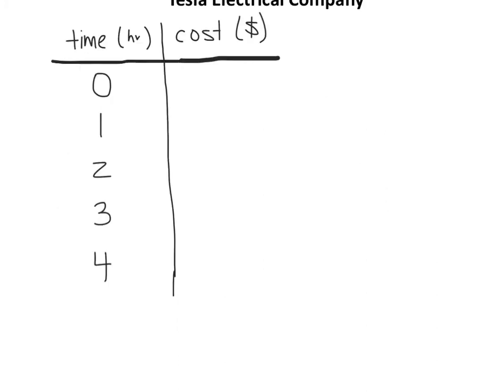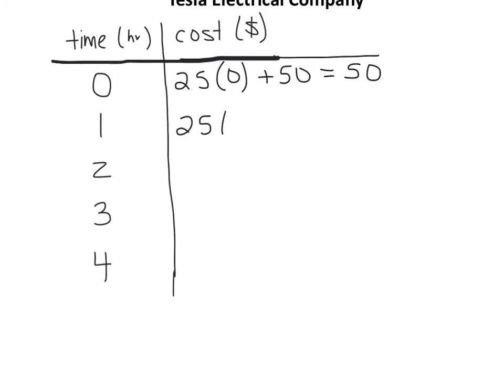So starting with the Tesla Electrical Company, the equation was 25H plus 50. So we're just going to take 25. In the place of H, we're going to insert the amount of time that we're talking about, and our table is starting at 0 hours. And then on top of that, we have that $50 cost for the estimate. So 25 multiplied by 0 is 0. 0 plus 50 is 50. And we're going to continue this pattern all the way down our table.